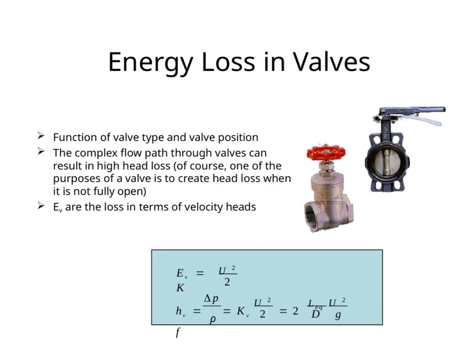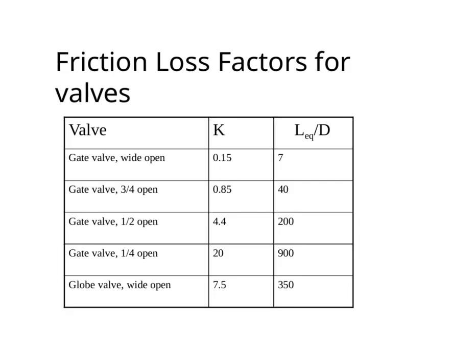Valves play a crucial role in controlling flow, but they also introduce energy losses. This happens because the flow path inside a valve is often complex, causing a drop in pressure known as head loss. In fact, one of the reasons valves exist is to create this loss when they're partially closed. Here, EV represents these losses measured in velocity heads. Understanding how valve type and position affect these losses is key to managing energy efficiency in fluid systems.